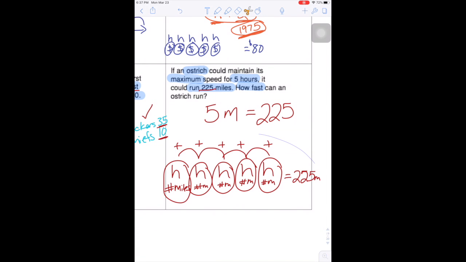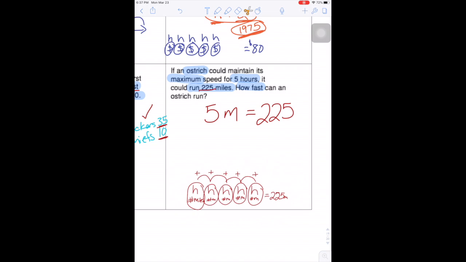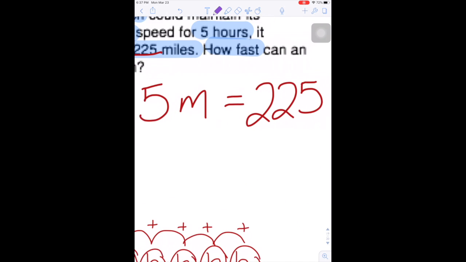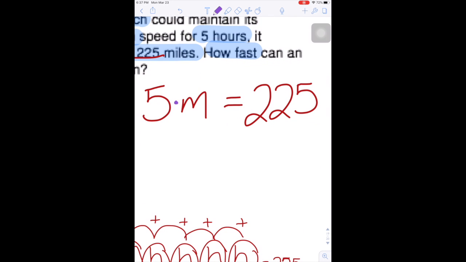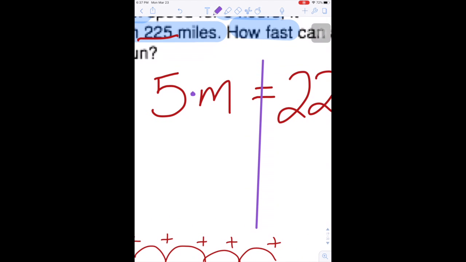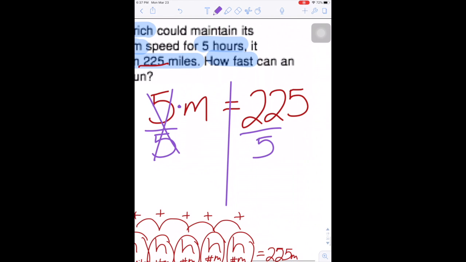I'm going to resize this so I have room to work. So 5, again, these are squished together. There's a little invisible times there. Is 225. Balance my equation. If I multiplied by 5 on this side, I should divide by 5. Divide by 5. This side I still have m. This side I need to figure out 225 divided by 5.